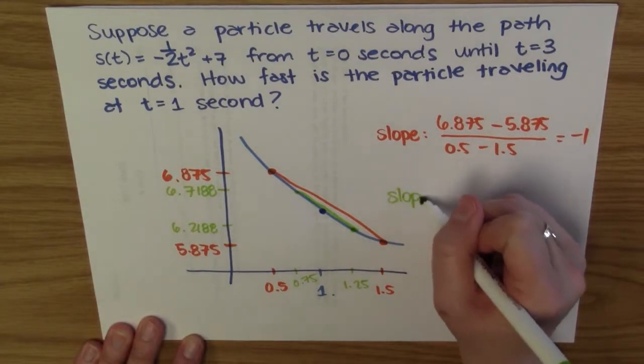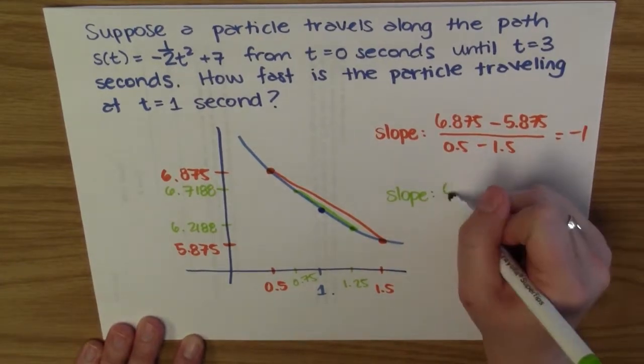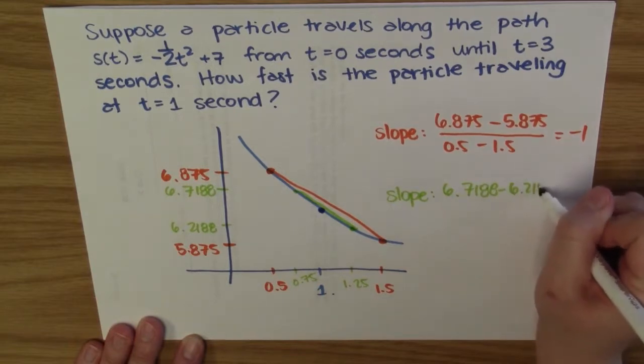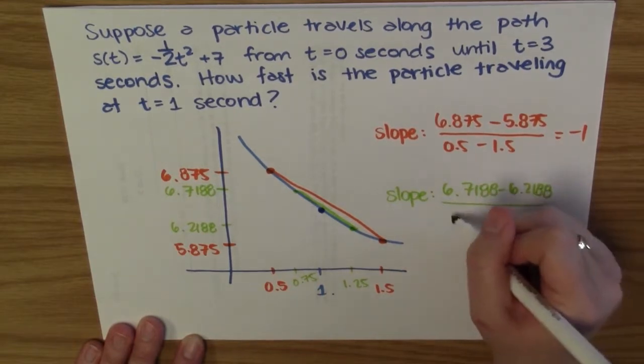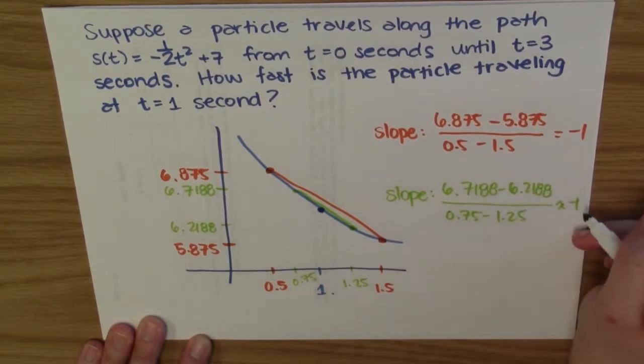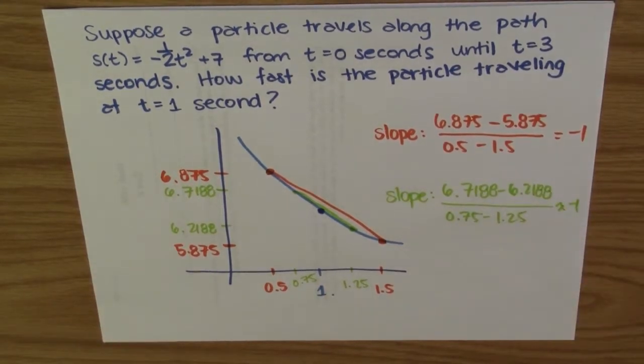I can calculate it using the slope formula. I get (6.7188 - 6.2188) over (0.75 - 1.25). And again, I get approximately -1. Approximately because these function values are approximate.